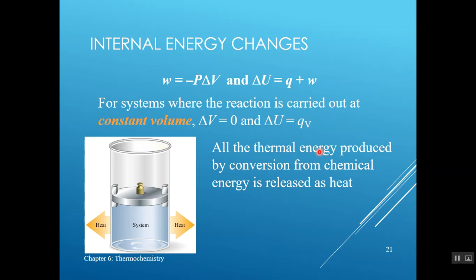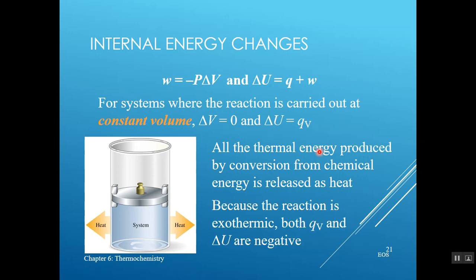So what this means in this situation where the volume is held constant is that all the thermal energy that is produced by conversion of chemical energy will be released as heat, all right? And therefore, no work would be done by the system because the only change in internal energy is in the form of heat that is produced. So we're assuming, of course, that this is an exothermic process because heat is produced. Okay, so therefore delta U would be equal to QV, and both of them would be negative.